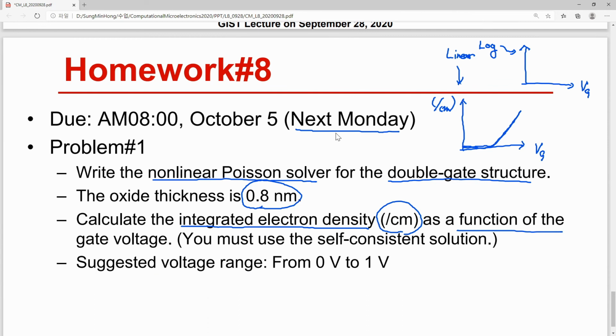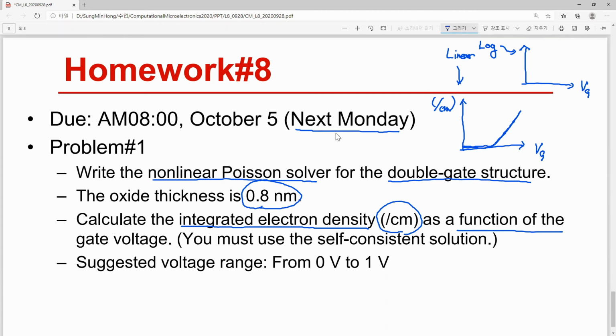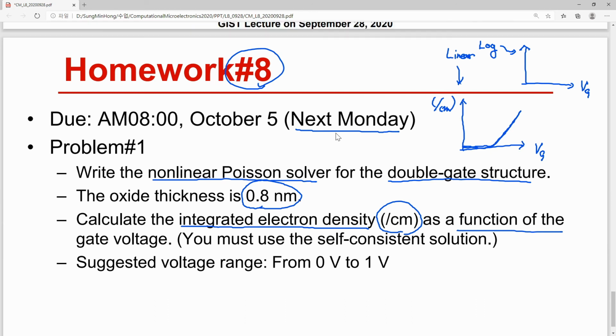This preview lecture for lecture 8 is particularly short because we will do some exercise in the actual lecture. And you have homework number 8, please do it. I think this is a very important first milestone for your entire semester. Once you can achieve this nonlinear Poisson solver, you will have the basic knowledge of computational microanalysis. Okay, see you next Monday. Bye.